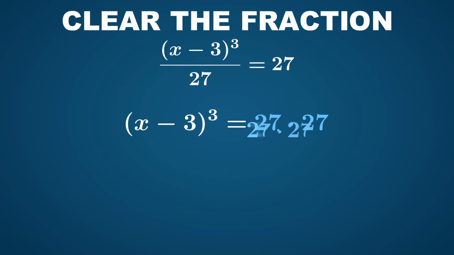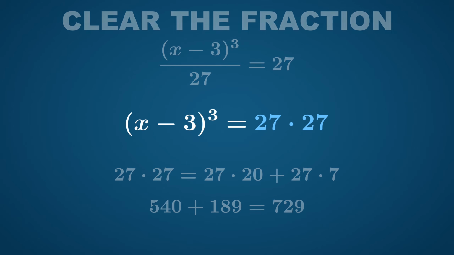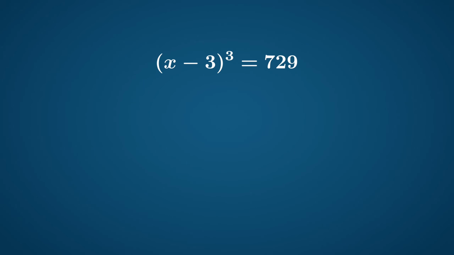On the right, we need to work out the value of 27 times 27. We can split that product into 27 times 20 plus 27 times 7. Now, 27 times 20 is 540, and 27 times 7 comes out to 189. Adding the two pieces, 540 plus 189 gives us a total of 729. So the equation has become (x minus 3) cubed equals 729.